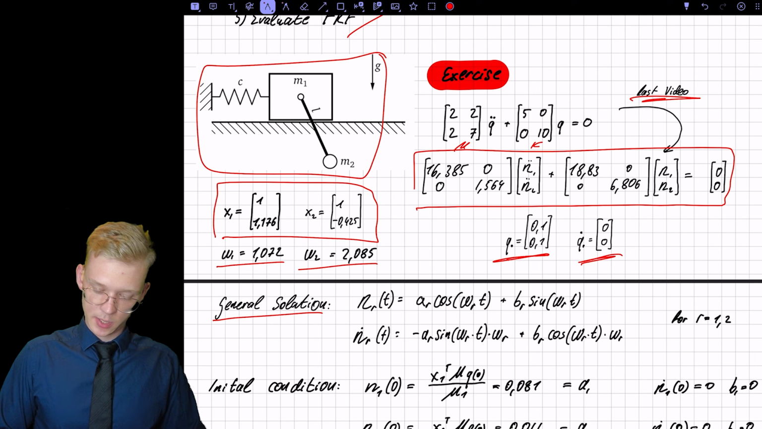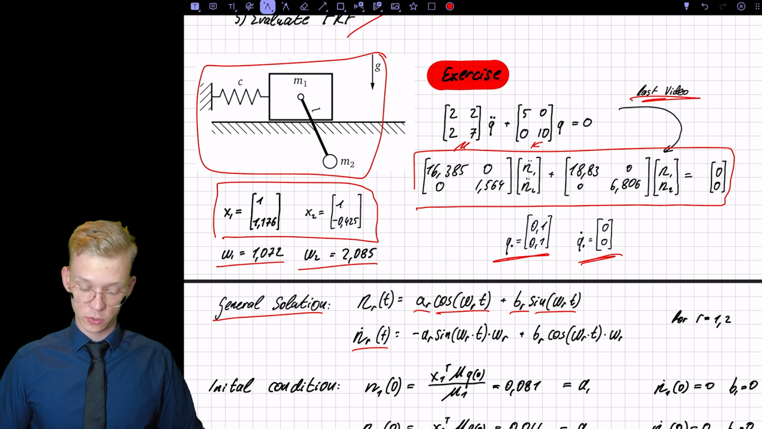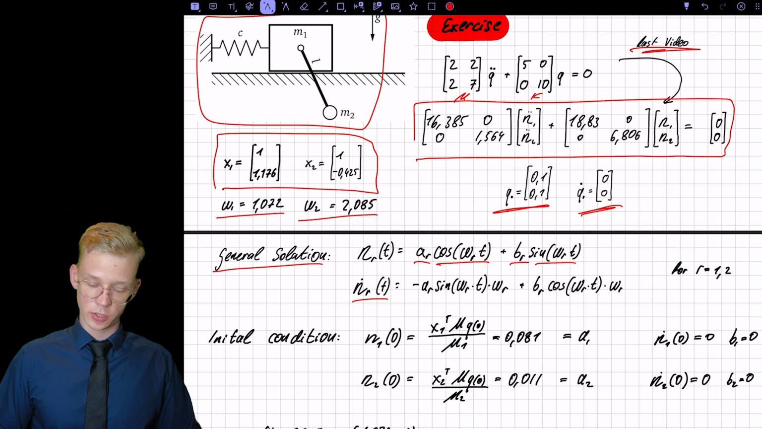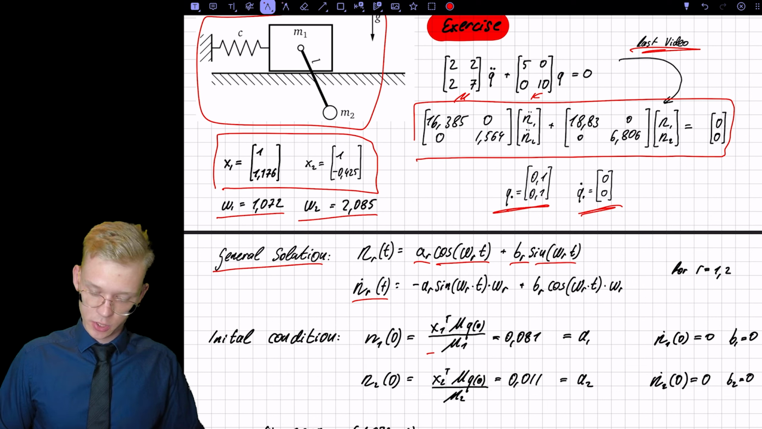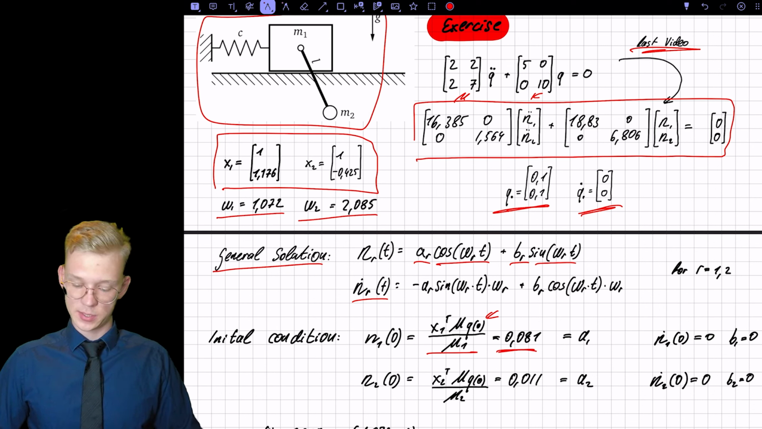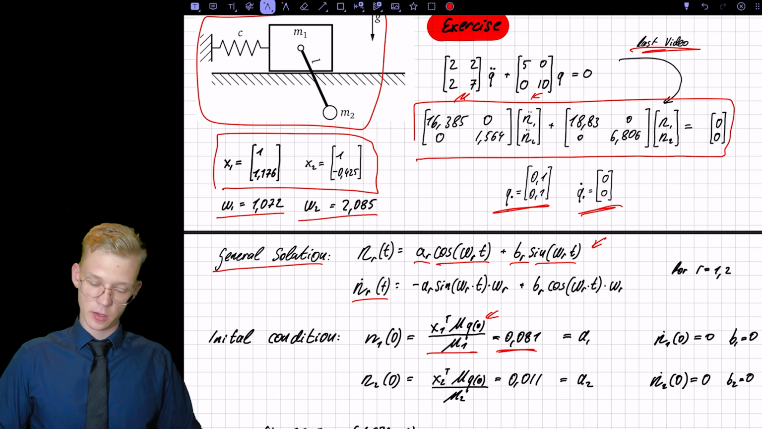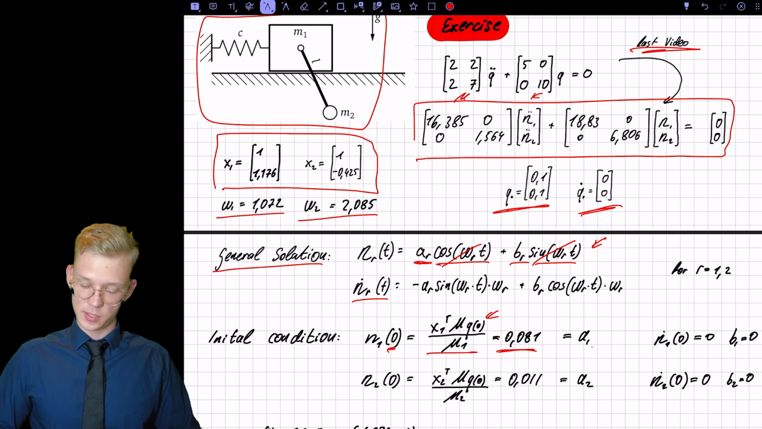So the general solution is, again, A_r times cosine omega_r times t plus B_r times sine omega_r t. We derive it once to get eta dot, and then we use the initial conditions. So we project our initial condition q0 in the modal space, and we will get a 0.081. If we insert 0 right here, we will get a 0 for the sine, because time is 0, and a 1 for the cosine, so this is gone. And we are only left with A_r, so this is our A_r.